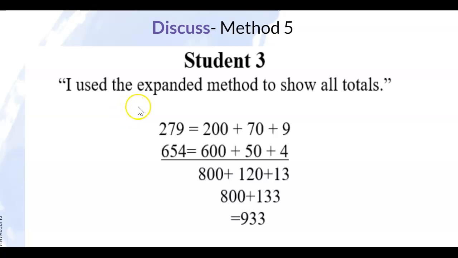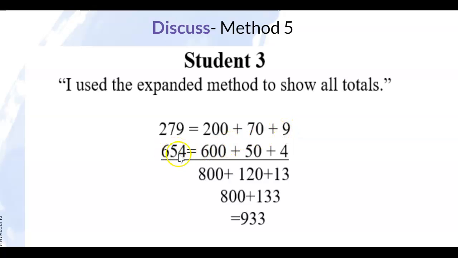And our next method is the expanded method. Some of you may have used this. This is where you break apart the numbers. You decompose the numbers and you break them apart based off of their place value. 279, we're still adding that to 654. So when we decompose 279, there are 200, so the value here represents 200s. The value for the 7 represents 70, and the value for the 9 represents just 9.